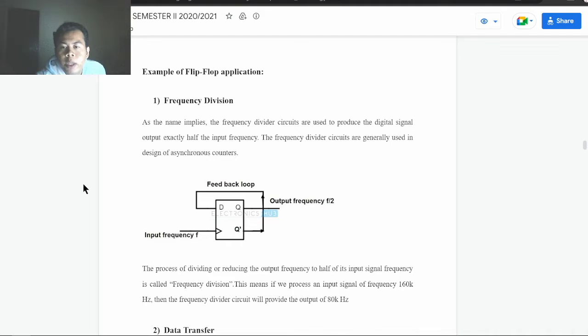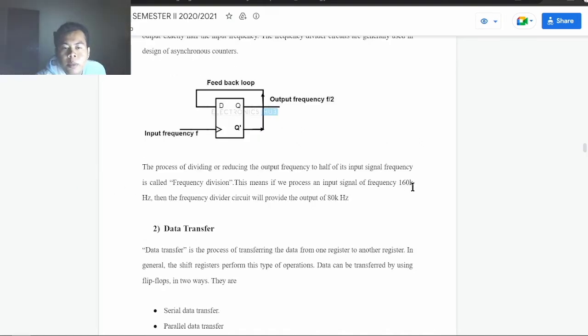Example of flip-flop application. First, we can see the frequency division. As the name implies, frequency divider circuits are used to produce a digital signal output of exactly a fraction of the input frequency. We can see the example when the input signal frequency is 100 kHz, then the frequency divider circuit will provide an output of 80 kHz.